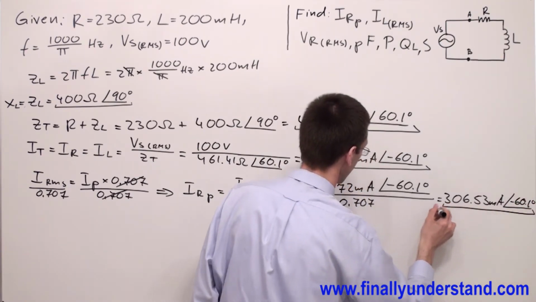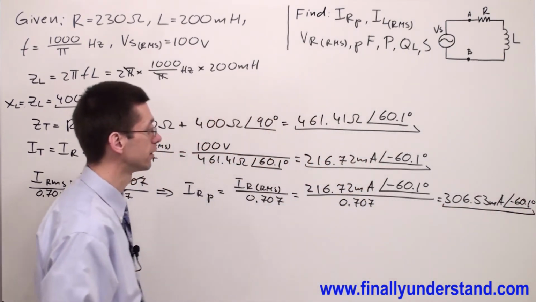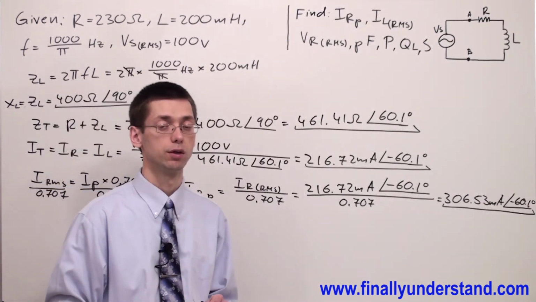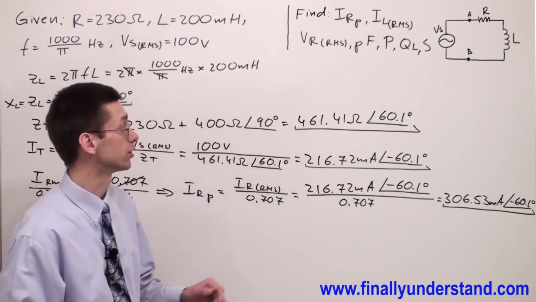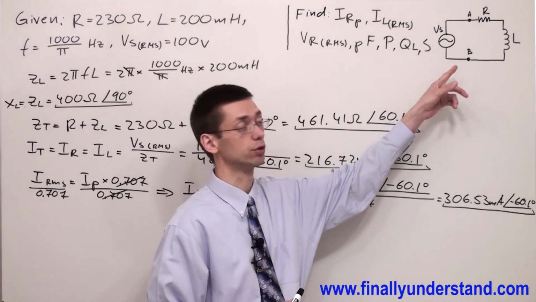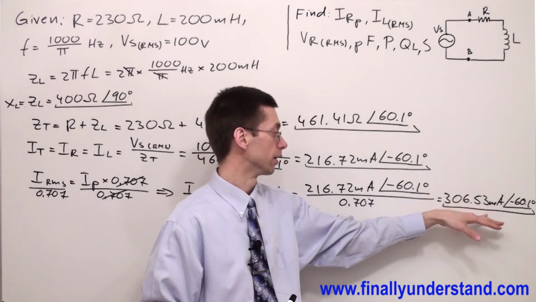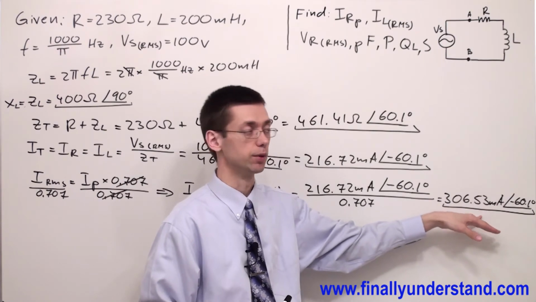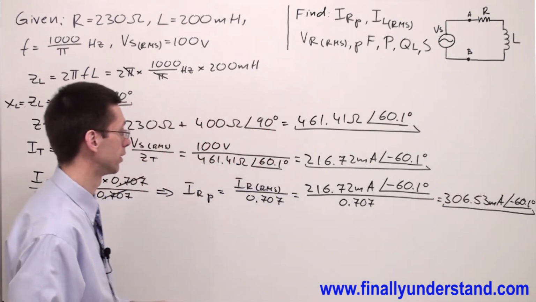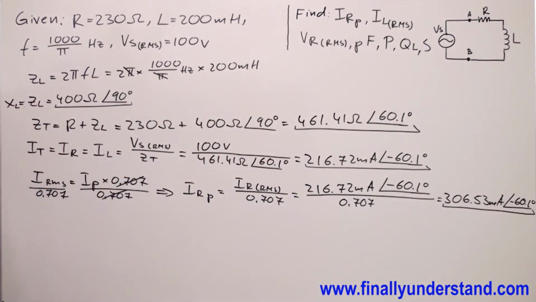This is the peak value of the current which goes through the resistor, and of course this is the peak value of the current which goes through the inductor, and this is also equal to the total current peak, okay, because this is series circuit. In series circuit, current is everywhere the same. So we found IL RMS, we found IR peak. Next we can find VR RMS.